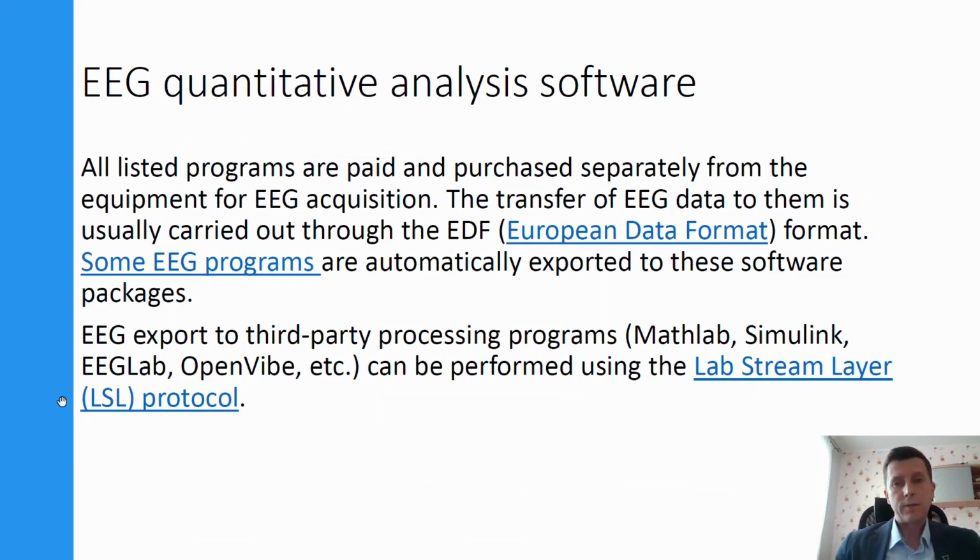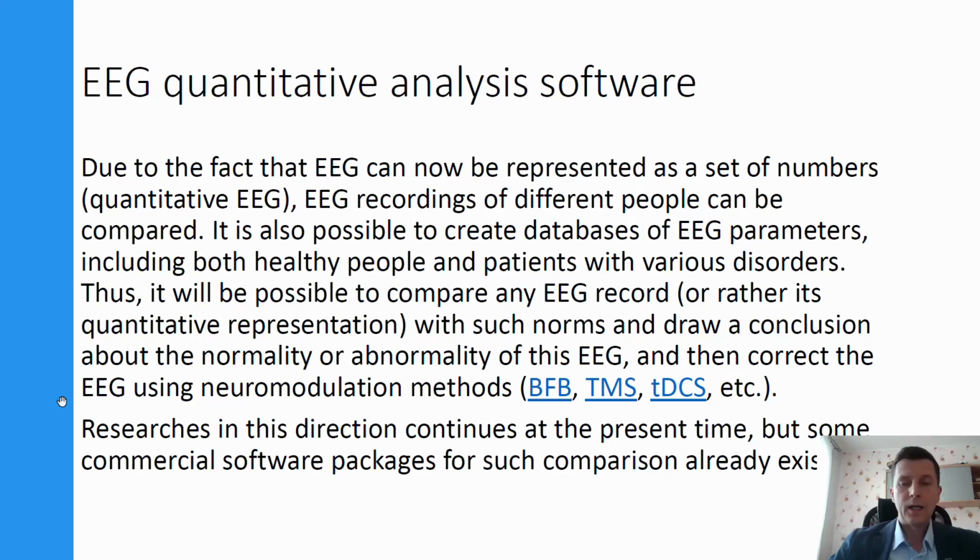So using quantitative EEG analysis, we can compare different parts of an EEG. We can compare EEGs of different patients, and using European Data Format and Lab Streaming Layer protocol, we can also conduct different research and analysis in third-party software. And using qEEG, we can find small differences between EEG traces and recommend different treatments according to these findings, for example, biofeedback, transcranial magnetic stimulation, and tDCS.